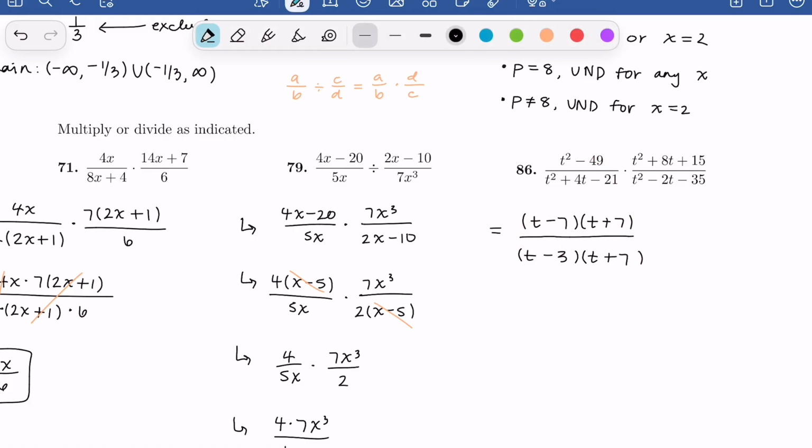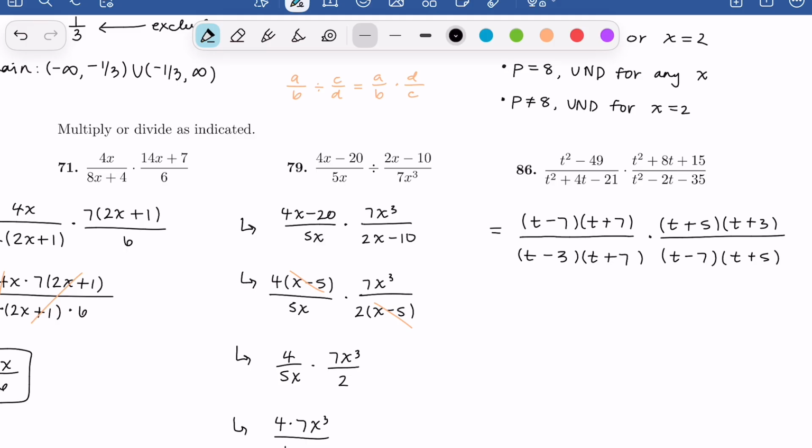Let's do the same thing for our second one. Factoring this numerator, we're going to end up with t plus 5 times t plus 3, two numbers that multiply to give us positive 15 and add to give us a positive 8. And in the denominator, we need two numbers that multiply to give us a negative 35 and add to give us a negative 2. So this would be t minus 7 times t plus 5.